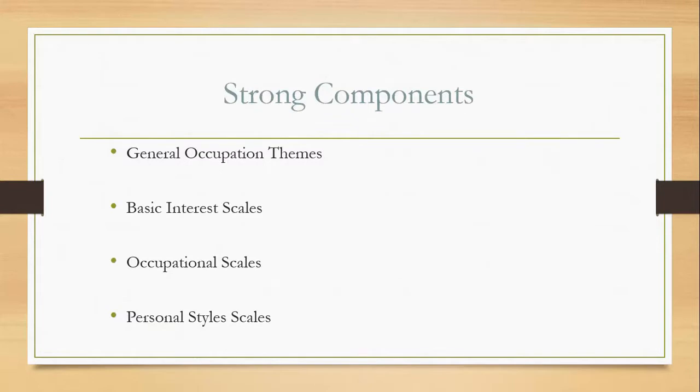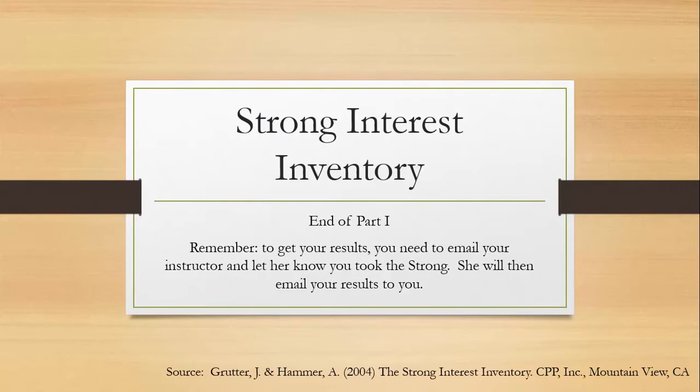And finally, as we go over your results, we will be starting by looking at the general occupational themes. And the general occupational themes will represent your broad interests and correspond to the Holland interest areas. After that, we will look at your basic interest scales, which will identify potential career areas, major fields of study, and leisure interests. We'll follow up next with your occupational scales, which is a list of specific careers. And finally, we'll look at your personal style scales, which will identify preferred personal styles to help refine your career choice.